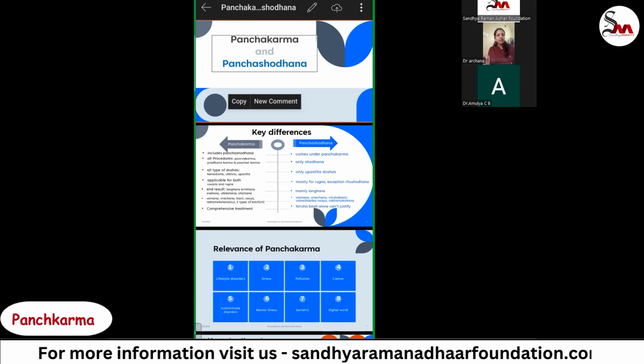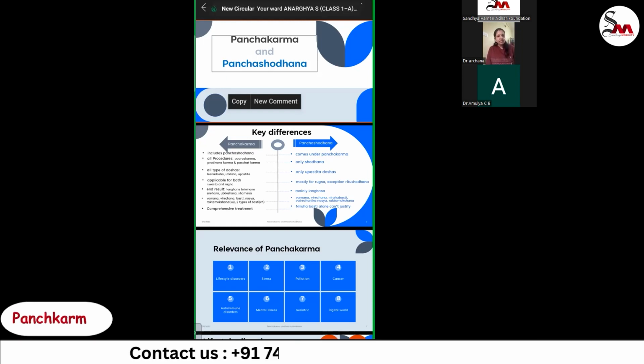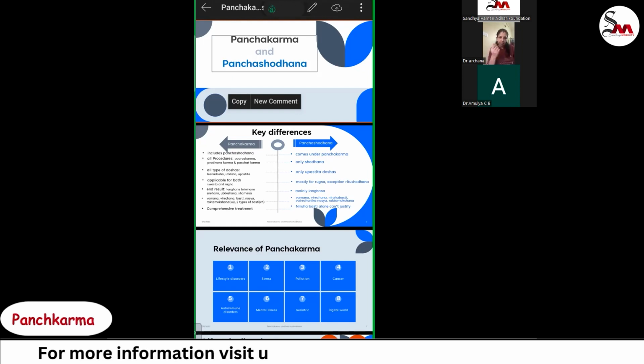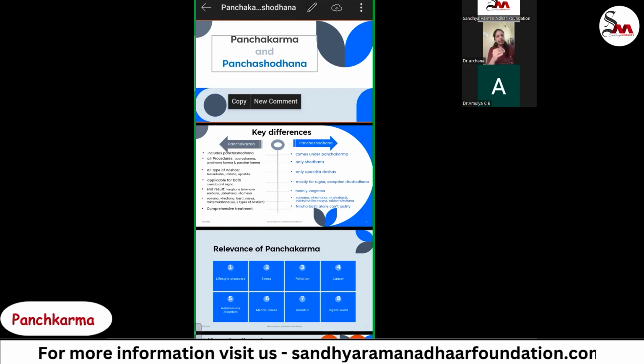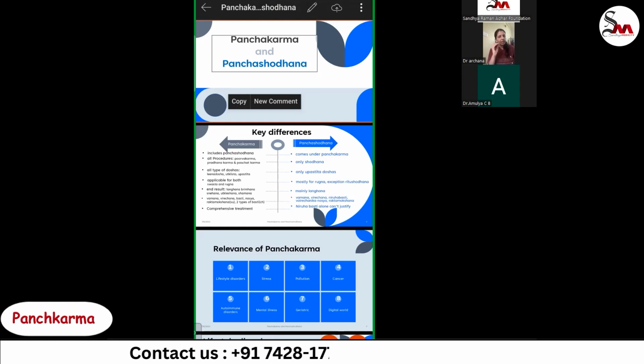Then coming to the karmas, what are included under Panchakarma? They are Vamana, Virechana, Basti, Nasya and Raktamokshana, according to various authors. Charaka tells Basti, and for Shushruta, that is Matantara, right? Shushruta tells Rakta Mokshana has to be included because they consider Rakta as one of the doshas. So Vamana, Virechana, Basti, Nasya and Rakta Mokshana are considered as Panchakarma.